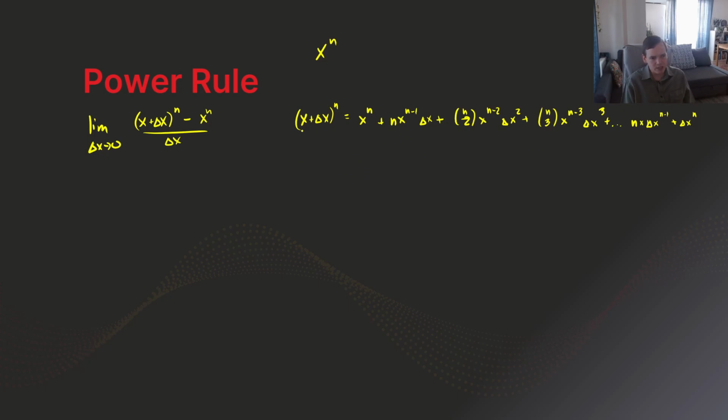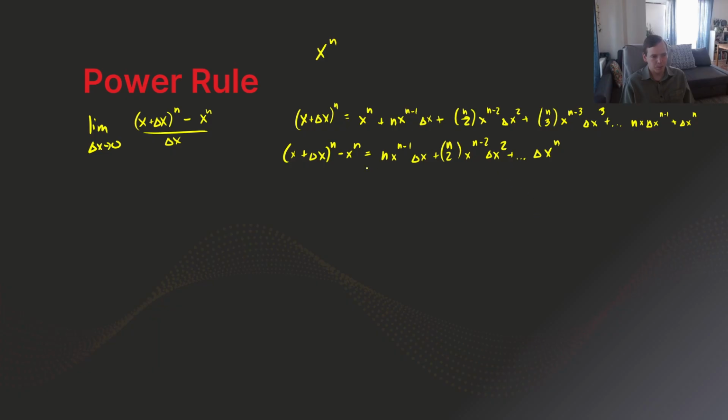So now, if I change this slightly by just subtracting x to the n, because we're basically going to take what I've got on the right side here and transform it to an equivalent function to what I have over here. So x plus delta x to the n minus x to the n. Well, if I subtract x to the n on the right, it's just going to cancel that first term. So I'm going to get n x to the n minus 1 delta x plus n choose 2 x to the n minus 2 delta x squared plus et cetera, all the way to the end, delta x to the n.